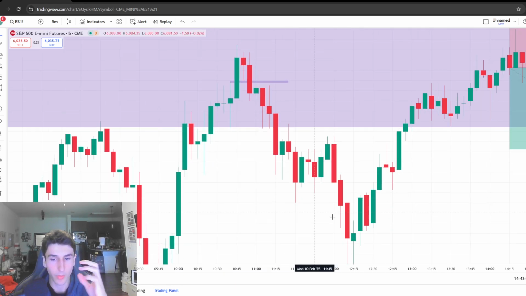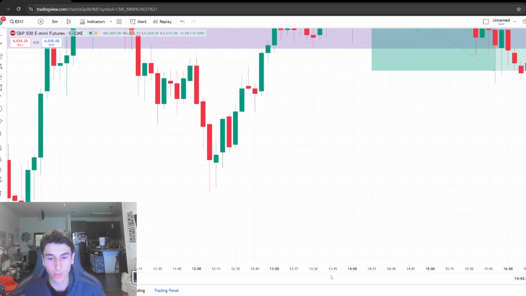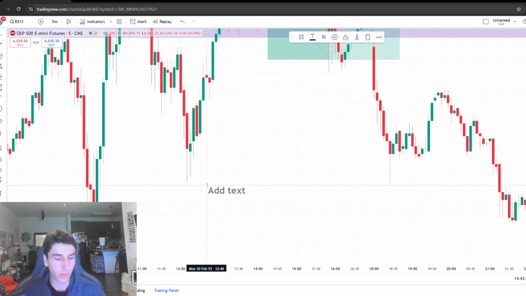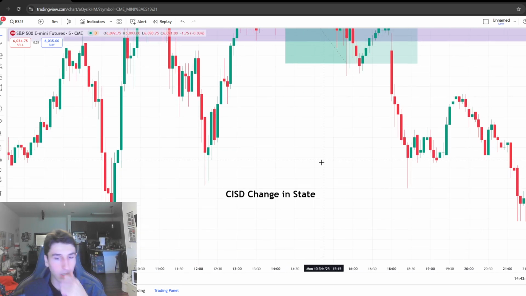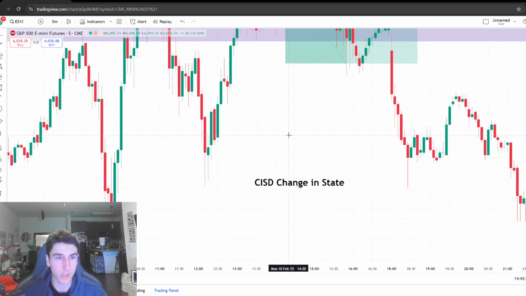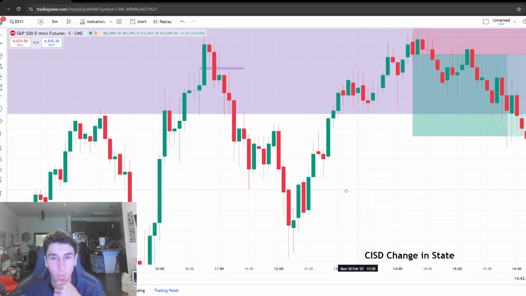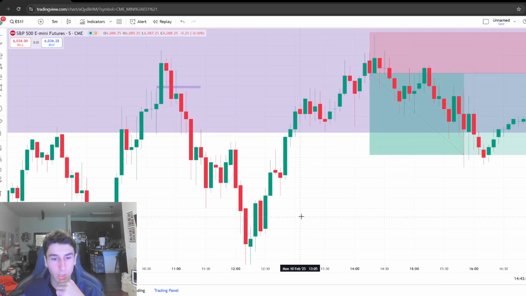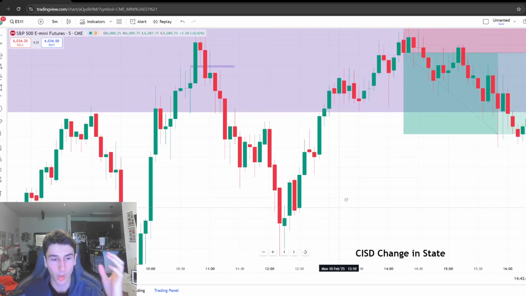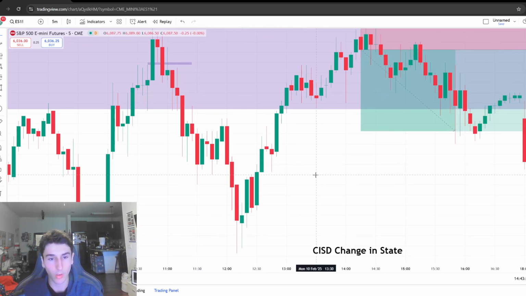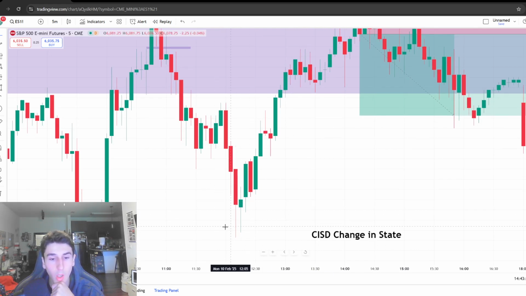But I actually wait for a third step, which is what I'm going to go over next, and that is a change in the state of delivery. So change in state is basically when we shift. It's kind of like a break of structure, but we're shifting where price is delivering from in what direction. So for example, we get one that happens right here. If we're on the 5-minute time frame, we just identify the last high or low that was put in. So in this case right here, a low is put in.